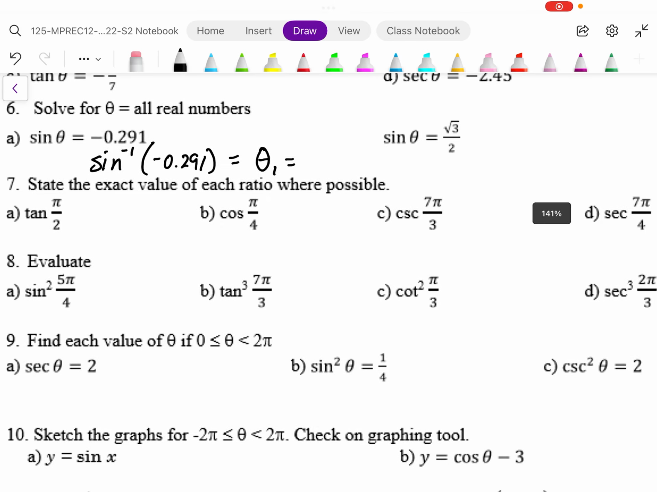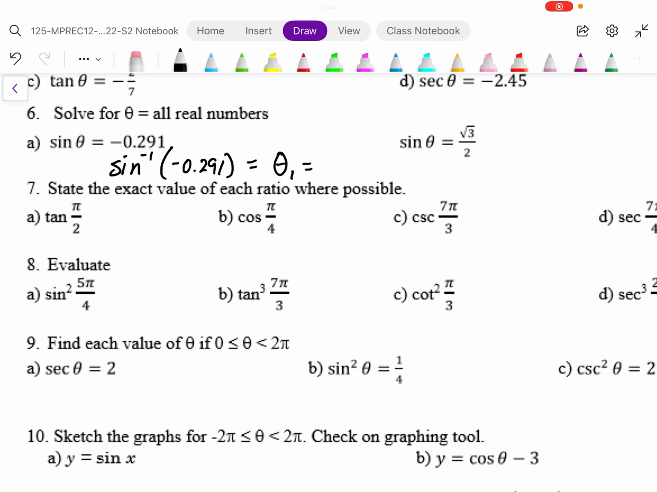So drawing a picture of this then, I'm just going to draw a picture here. Negative 0.291 is going to be somewhere around here in quadrant 3 and quadrant 4. So that height here, the y coordinate, is going to be negative 0.291 in the unit circle.